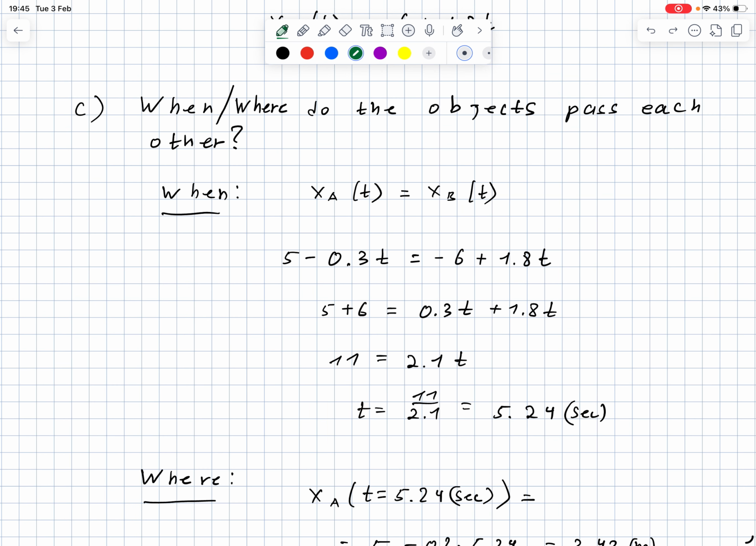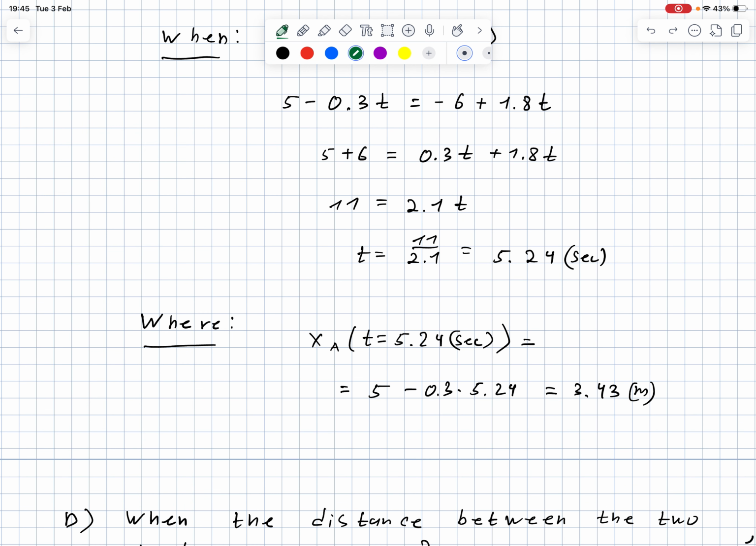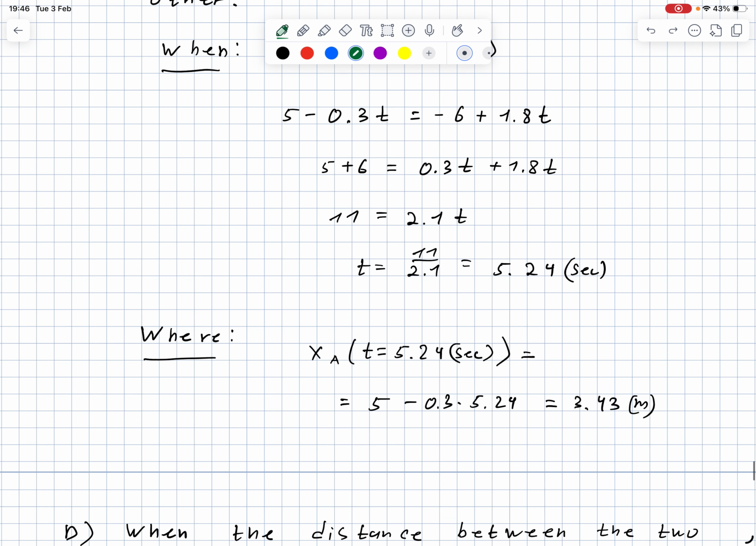Now for where, you can use the expression for the position of object A or B, it doesn't matter because they have the same position at this time. I used the function that describes the position of object A. You can also use object B. Then I substitute t by 5.24, and finally we get that the position when they pass each other is 3.43. So that's the passing point between those two objects.